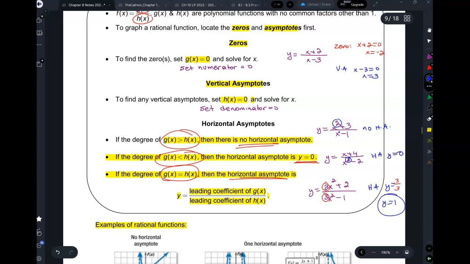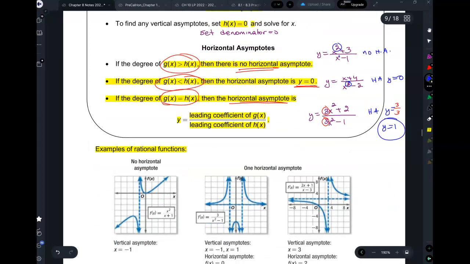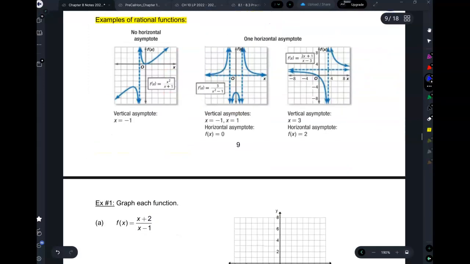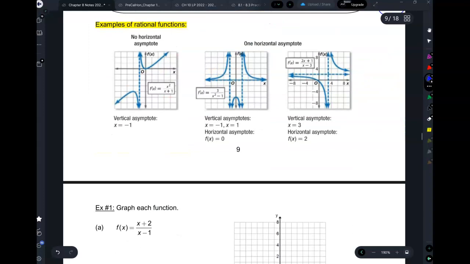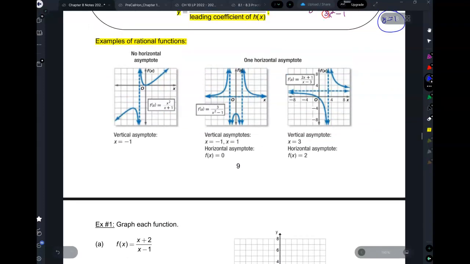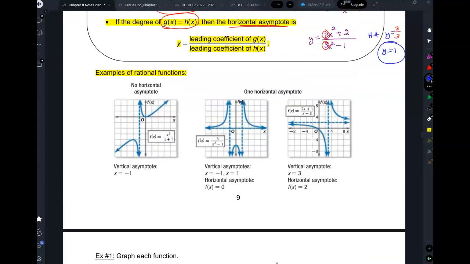All right? Okay. Questions? Okay, so here are some examples of graphs of rational functions. Do you see how this one, there's clearly a vertical asymptote here? Here we have two vertical asymptotes and a horizontal asymptote, and then one of each, okay?